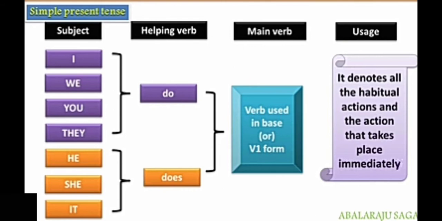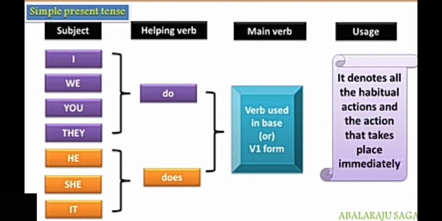And here what we use, already I suggested you: V1 form is used, verb used in base or V1 form. And usage of this tense. It denotes all the habitual actions and the action that takes place immediately. This format is used to refer to habitual actions. Habitual actions means the actions which take place regularly.